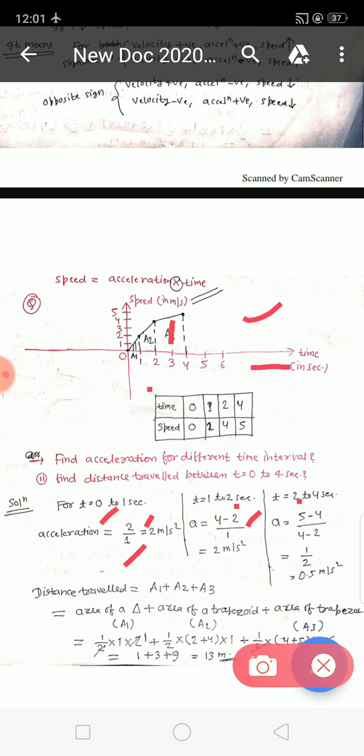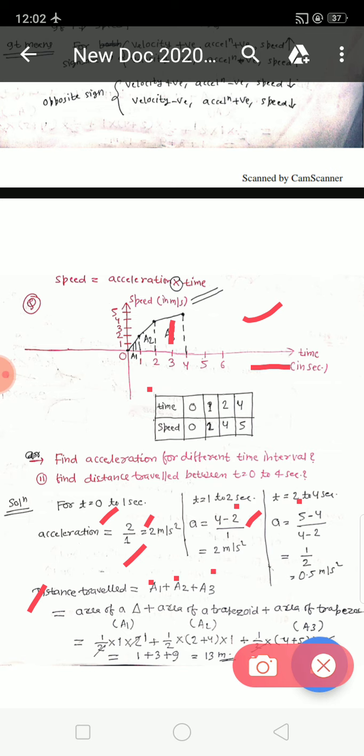That's it. Now for distance traveled, I already told you whenever there is a product term, there will be the area under the curve. Whenever there is a division term, there will be the slope. So in a speed-time graph, distance equals speed into time. It means that in a speed-time graph, the area under the curve will give you the distance or displacement traveled. So to find the total distance traveled between 0 to 4 second, there are three areas. I already discussed this one: a1, a2 and a3.